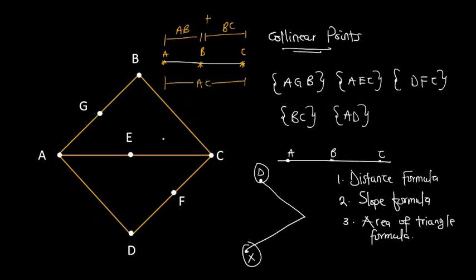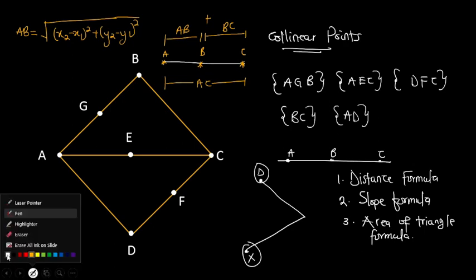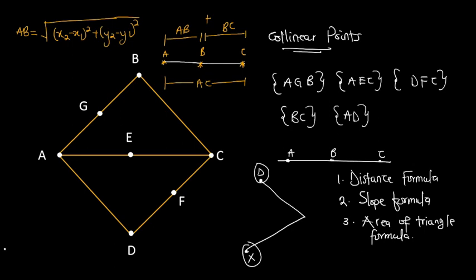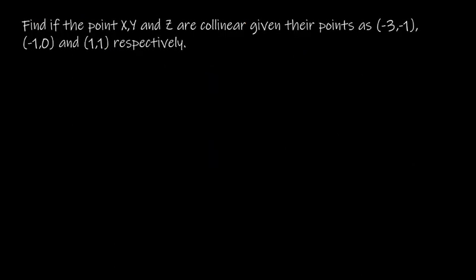Now we know that to calculate the distance between 2 points, let's say A and B, this is equal to the root of the coordinates (x2 minus x1) squared plus (y2 minus y1) squared. So this is the distance formula, and this is what we'll be using to determine whether points are collinear. Alright, so with this basic introduction, let's go ahead and look at some questions on collinear points.